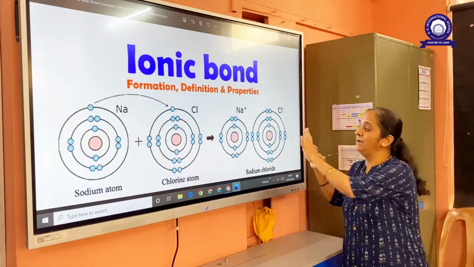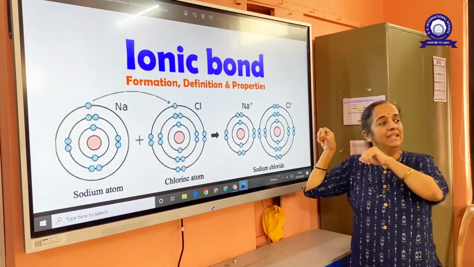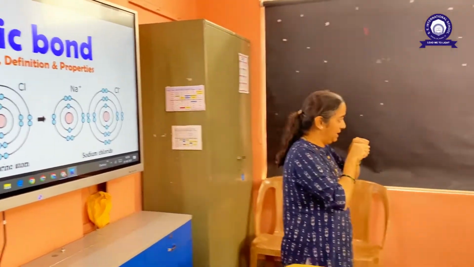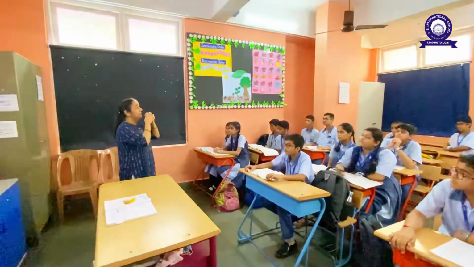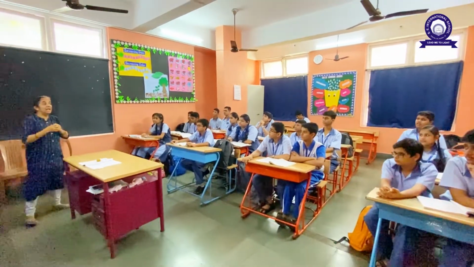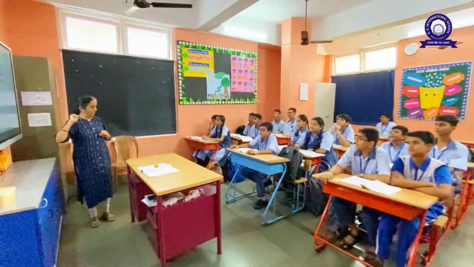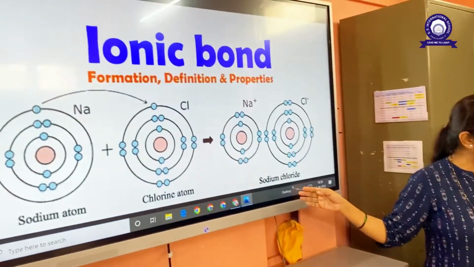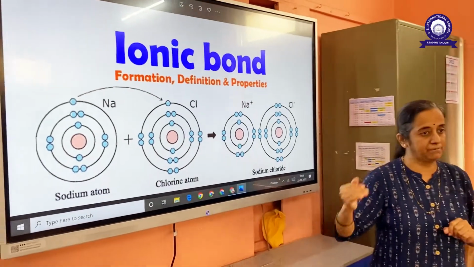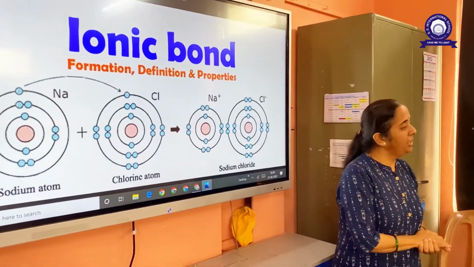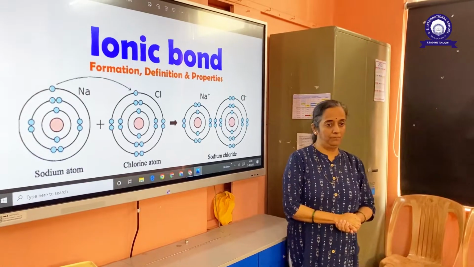This positively charged cation and negatively charged anion have a force of attraction. So that's why they will form bonding, and this bond is called ionic bond. And that's why the substance formed by this ionic bonding is called an ionic substance. Like this, the ionic compound sodium chloride is formed.